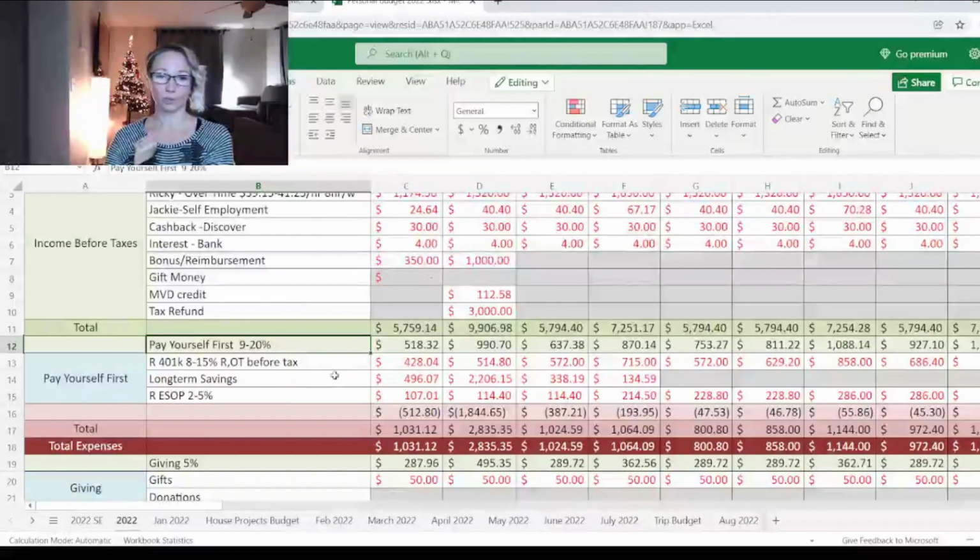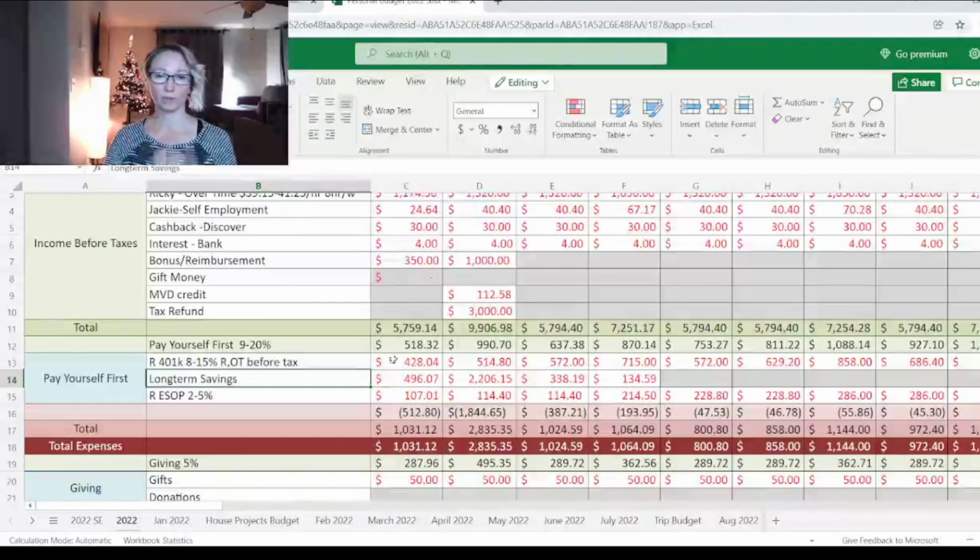The other thing is we do need to pay back some of our emergency fund savings. We went over on our Florida trip, and we went over on our Christmas budget. So we basically have to pay back that savings. So that's what you're going to see here.